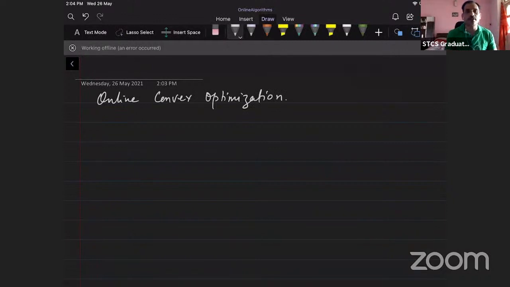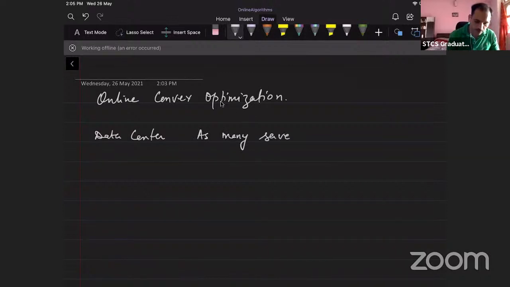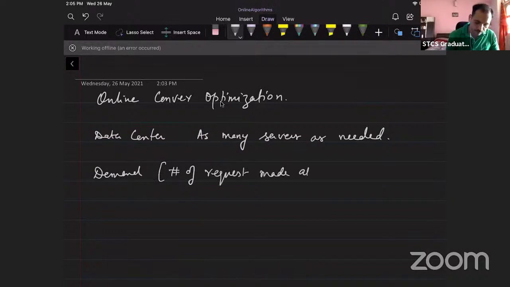So first, let's look at the reason why we even care about such a problem. Think about a data center that has essentially as many servers as possible. Servers are not limited, as many servers as needed. Now demand is the number of requests made at time t. Let this be d of t. So d of t is the number of requests coming in at time t. All of them have to be serviced at time t itself.